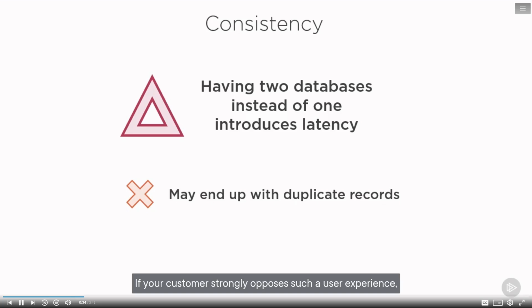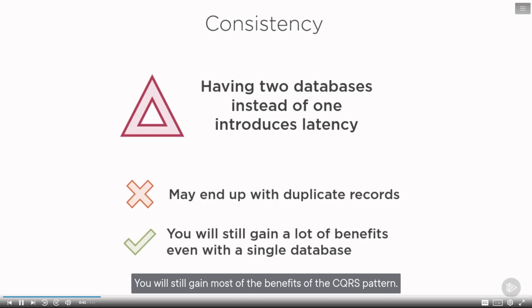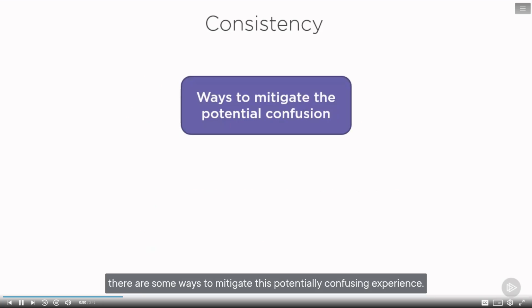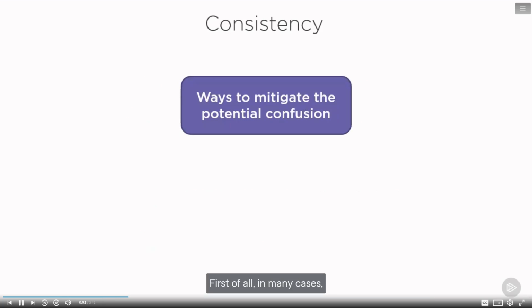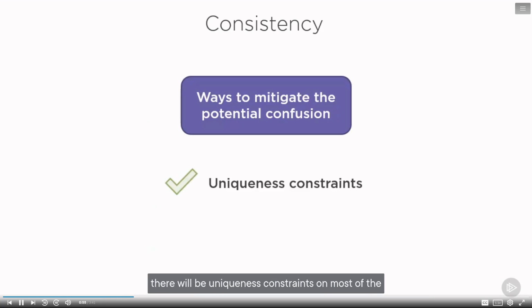If your customer strongly opposes such a user experience, then just go with a single database for reads and writes. You will still gain most of the benefits of the CQRS pattern. However, if your customer is not opposed to relaxing the consistency requirements, there are some ways to mitigate this potentially confusing experience. First of all, in many cases, there will be uniqueness constraints on most of the data in the commands database, and that will help avoid the duplicates.